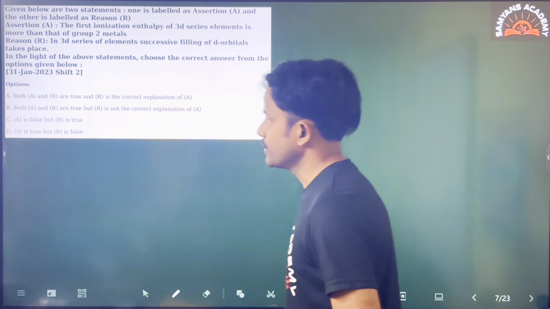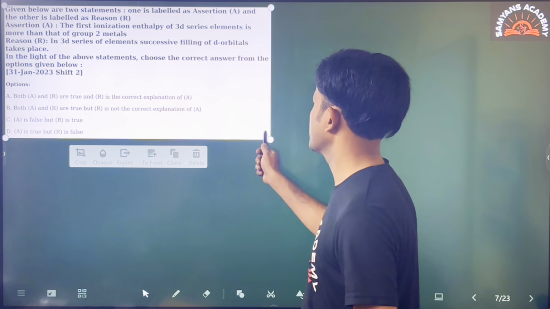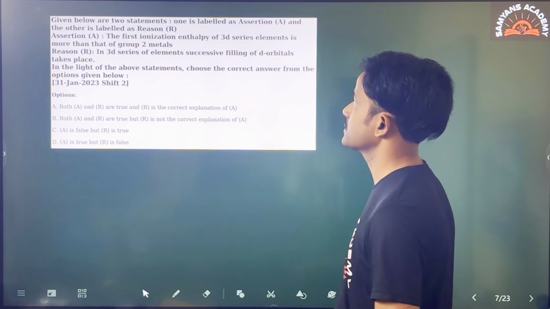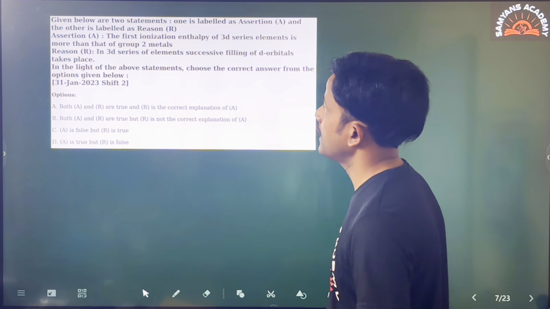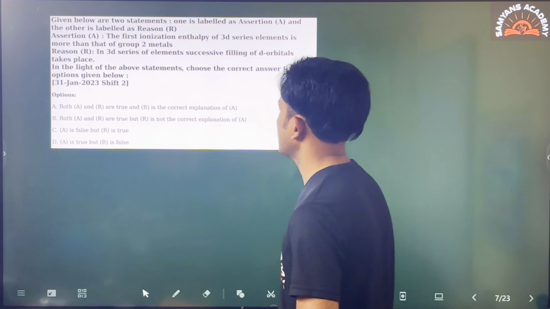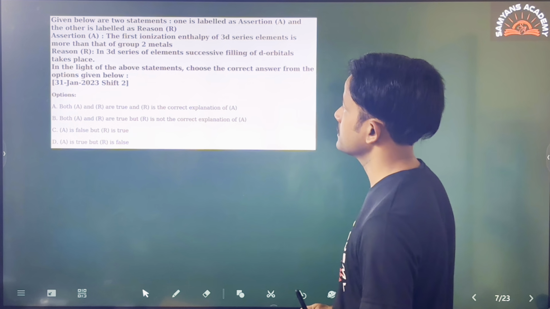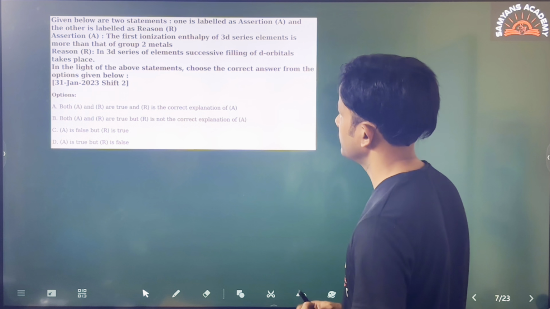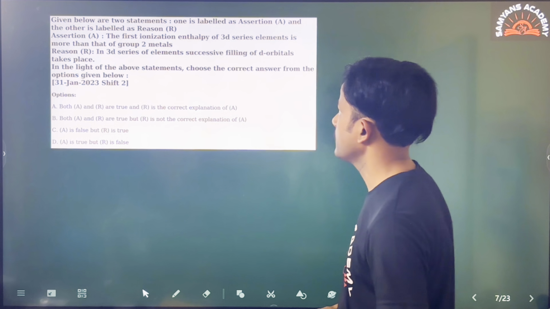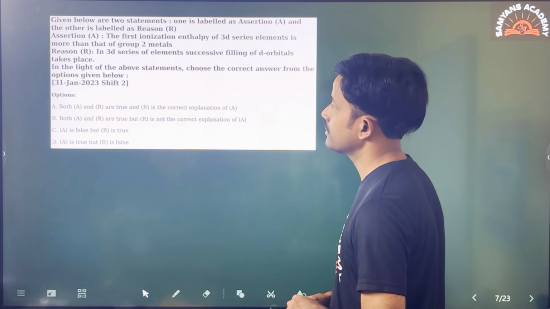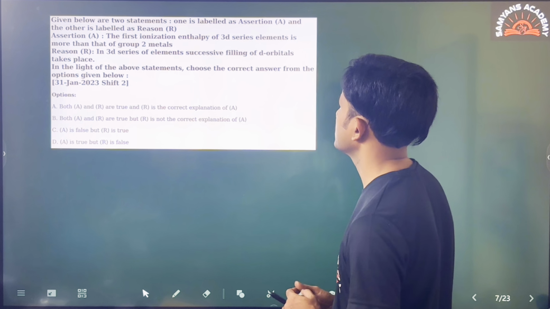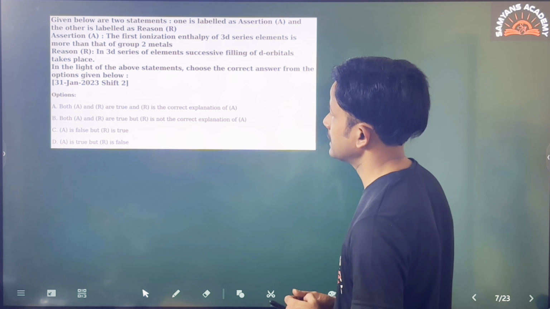Okay, so now this is the next question. Given below are two statements. One is labeled as assertion and the other is labeled as reason. Assertion A: the first ionization enthalpy of 3d series elements is more than that of group 2 metals. Reason R: in 3d series of elements, successive filling of d orbitals takes place. In the light of the above statements, choose the correct answer from the options given below.